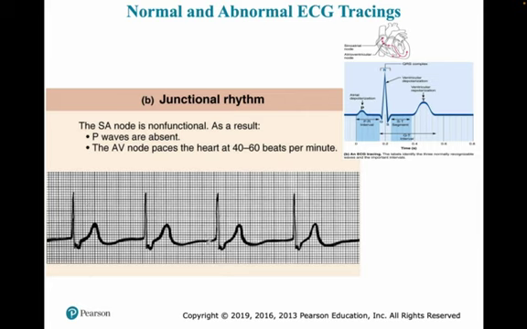If you see a little bit of abnormality, for example here, we can see Q, R, S, and T. But if you look in the area of P, it's kind of flat, so the P waves are absent. So this kind of condition we call the junctional rhythm. There's some problem.